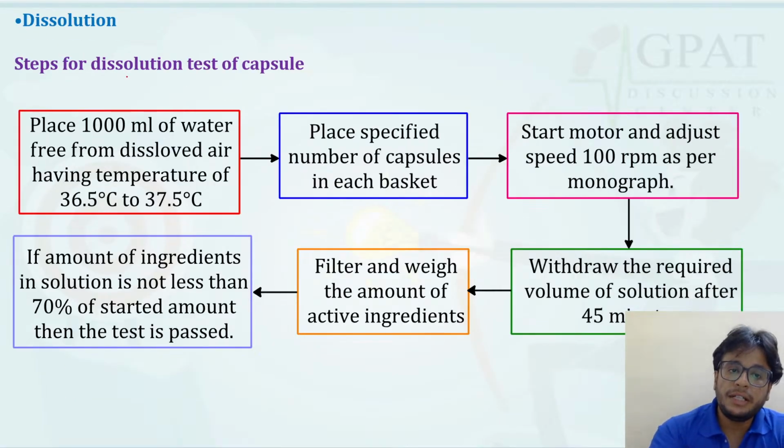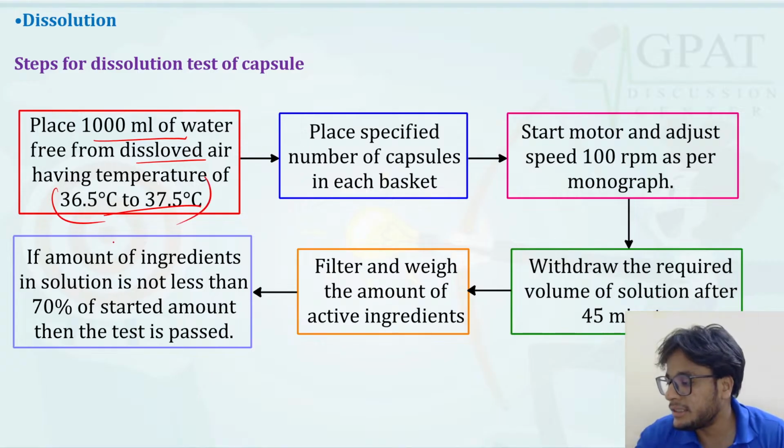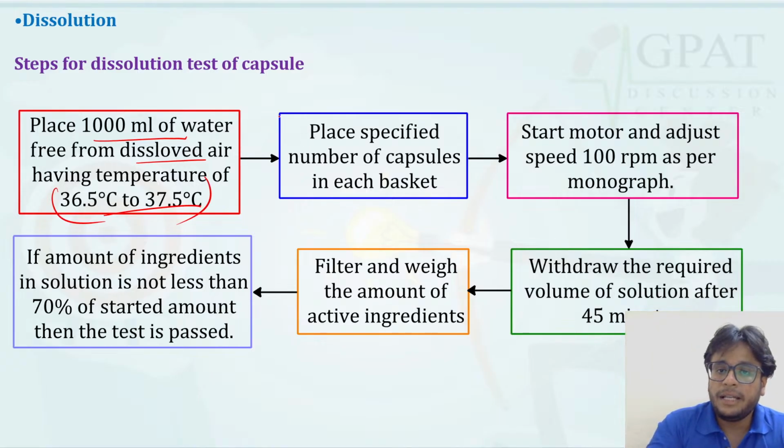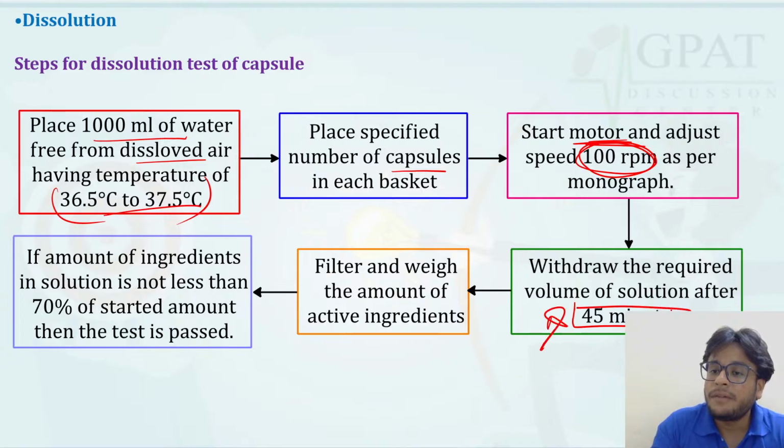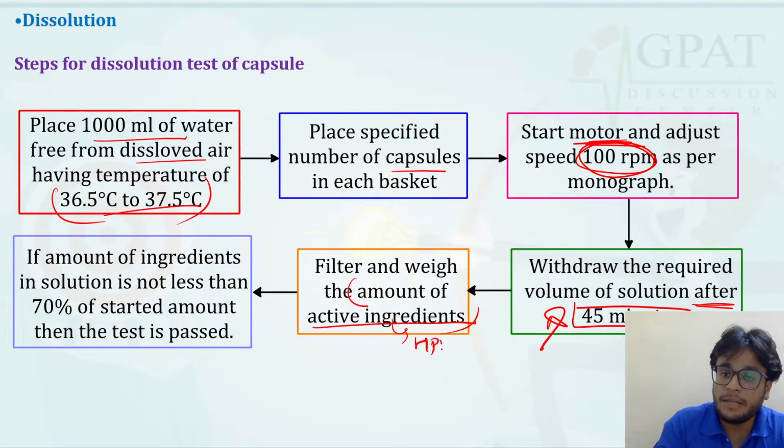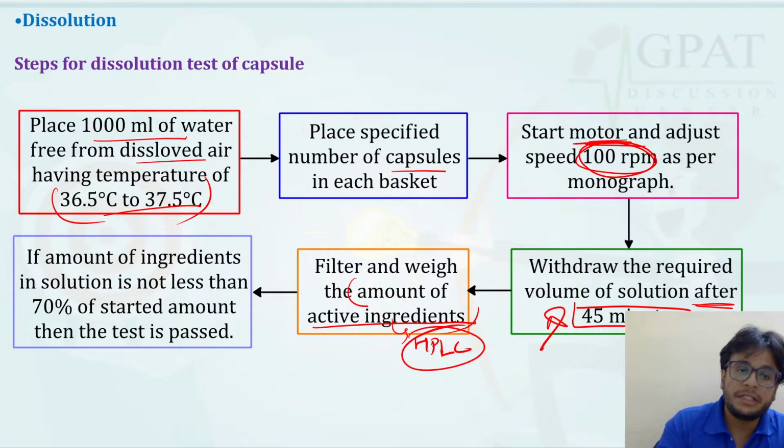For the dissolution test, we take 1000 ml of water in the dissolver at a temperature of 37 degrees Celsius. We place a specific number of capsules in it and rotate the motor at 100 rpm. Then we withdraw a sample of the solution after 45 minutes, filter it, and assay the active ingredient. We can also check with the help of HPLC, high performance liquid chromatography.